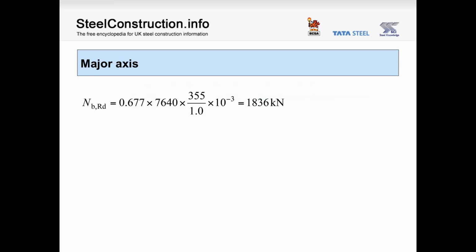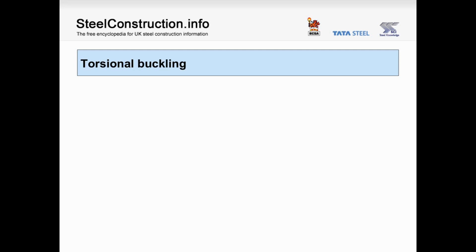So in the major axis then, the resistance is chi multiplied by the area multiplied by yield divided by gamma m1, and that results in a resistance of 1836 kilonewtons.